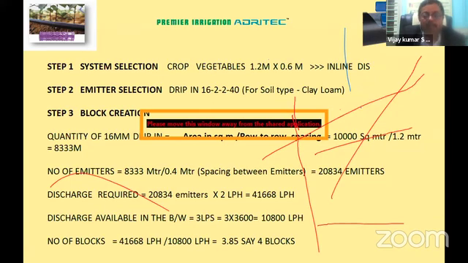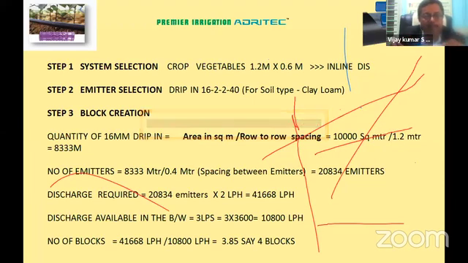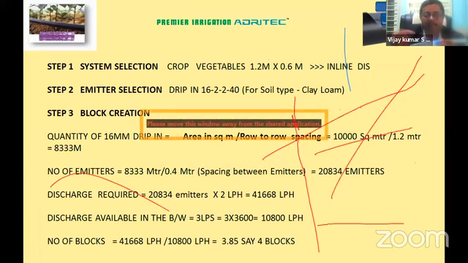You know that the area of this plot is 10,000 square meters and the lateral to lateral spacing is 1.2 meters. If you divide, you automatically get the quantity of inline tubing, which is around 8,333 meters. Now every 40 centimeters you are going to have a dripper. So how many emitters will come? 8,333 divided by 0.4, because 40 centimeters converted to meters is 0.4, gives you 20,834 emitters.